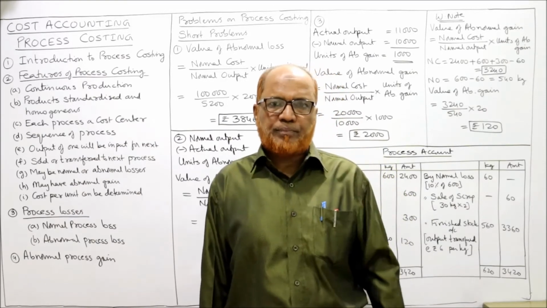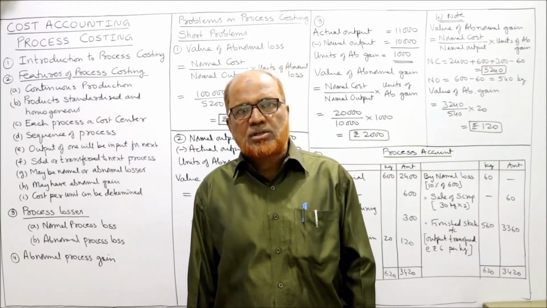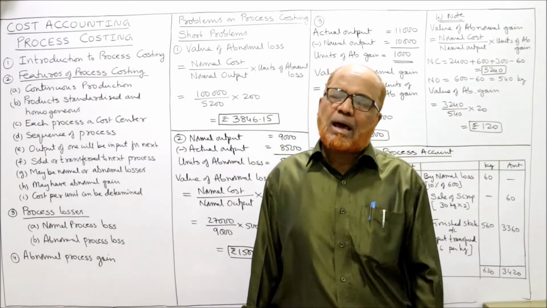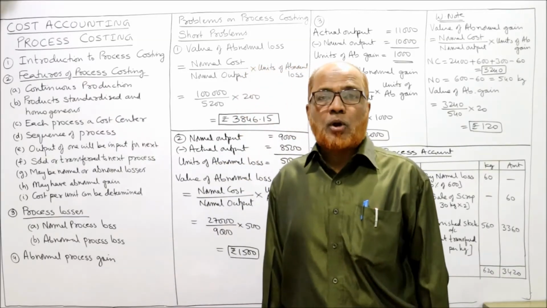It is unavoidable. So normal loss will be taken on the credit side of process account, and sometimes this normal loss will fetch some scrap value. That scrap value will be credited to process account.